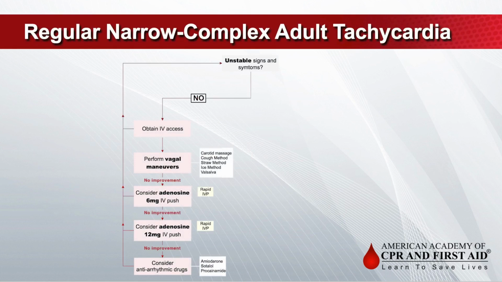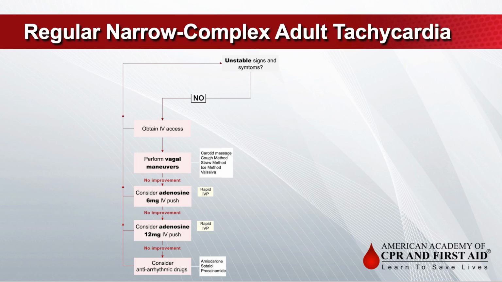If no improvement is noted, consider the administration of 6 milligrams of adenosine in a rapid IV push. The half-life of adenosine is very short, so use a large bore IV located as close to the heart as possible. If 6 milligrams of adenosine is unsuccessful, consider 12 milligrams. If the patient becomes unstable at any point, move to an unstable portion of the algorithm.